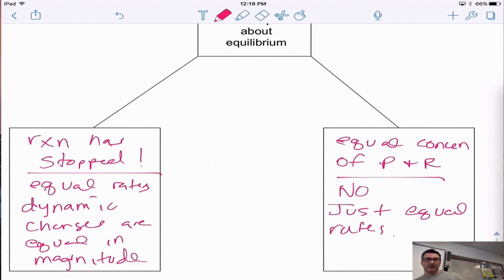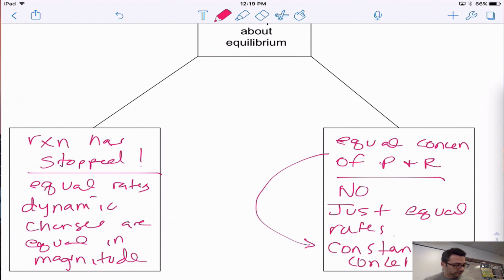All right. One more thing before I stop. Instead of equal concentrations, use the term constant concentrations. By using constant concentrations, you're saying that they're not changing. You're not saying that they're equal.